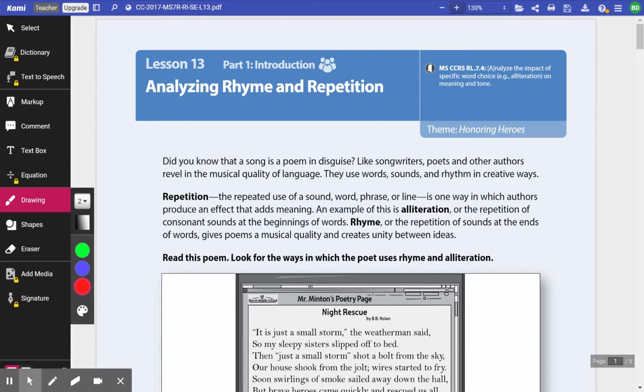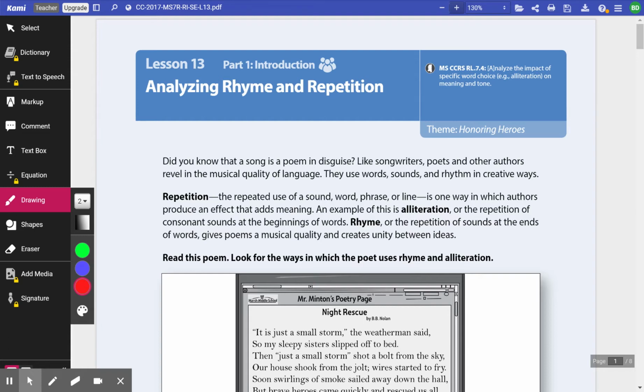Today we're going to be working with Lesson 13, Part 1. This is on page 129 in your Ready Workbook. So if you don't have out your materials, take this time to pause the video and get out what you need.